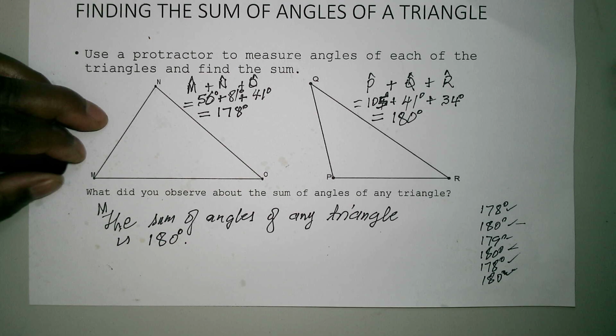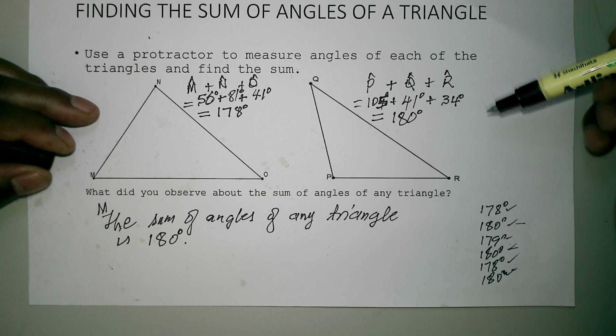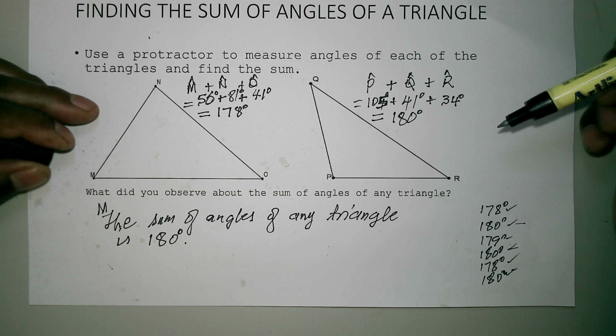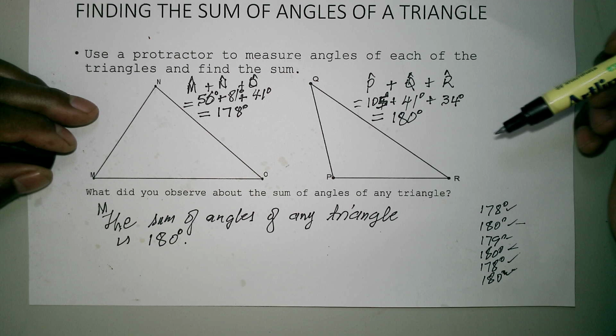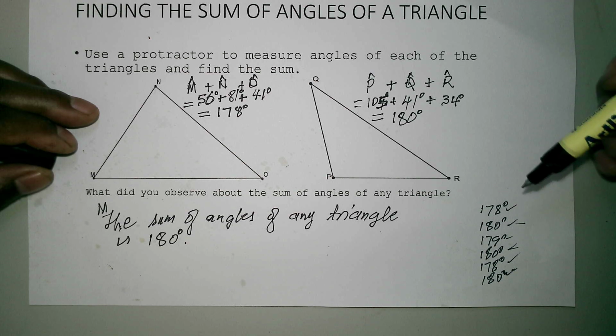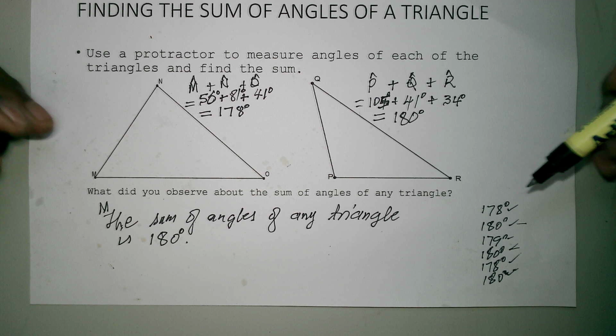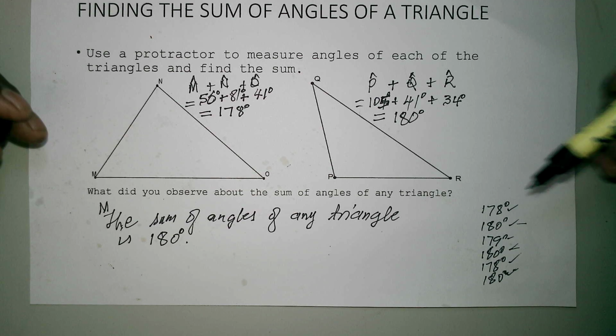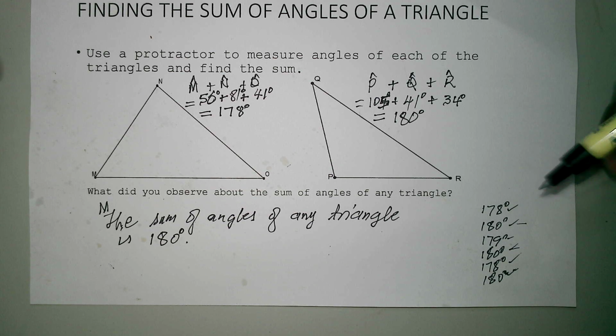If you have gone to 10 triangles, we could come up with a better conclusion. For 20, better. For 30, better. So let's take it that, because of this repetition, the sum of angles of a triangle is 180 degrees.